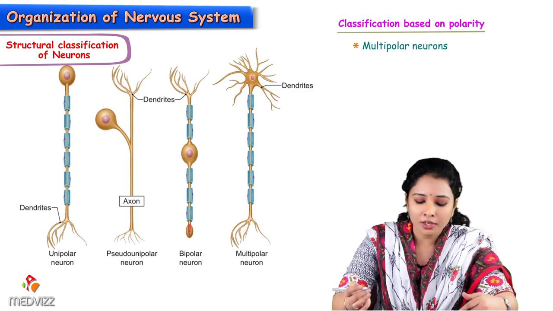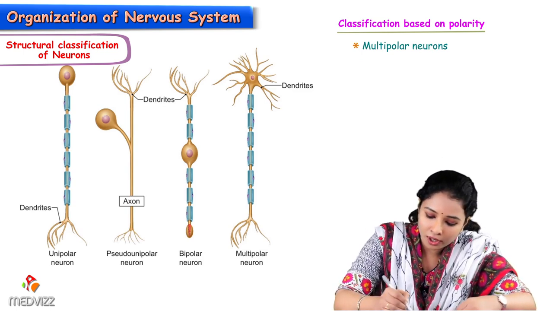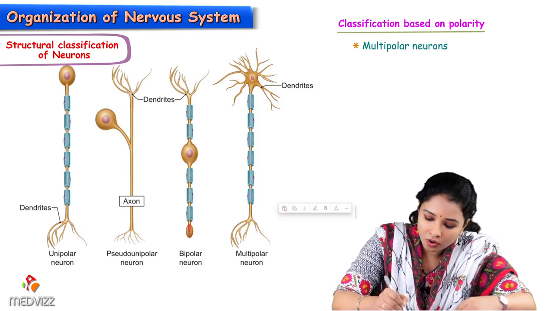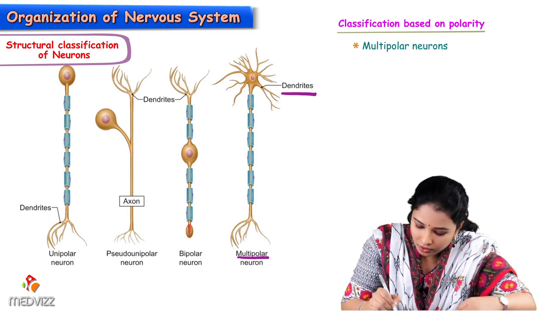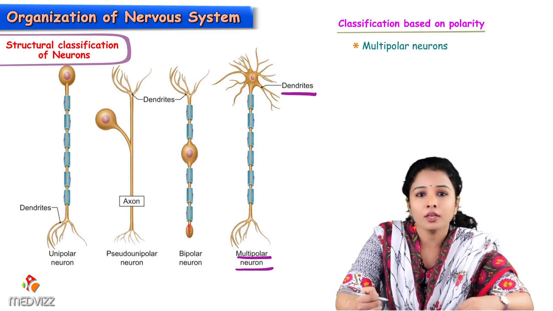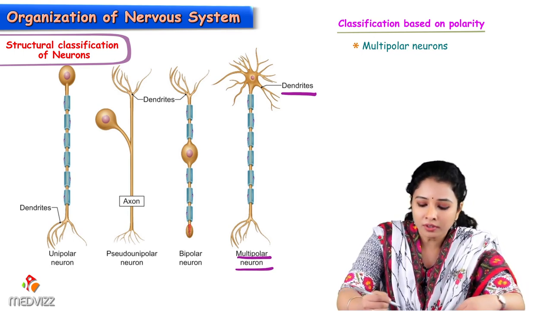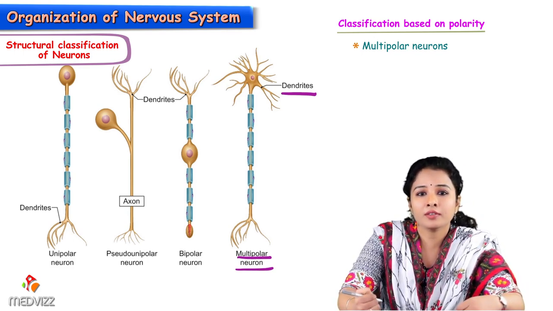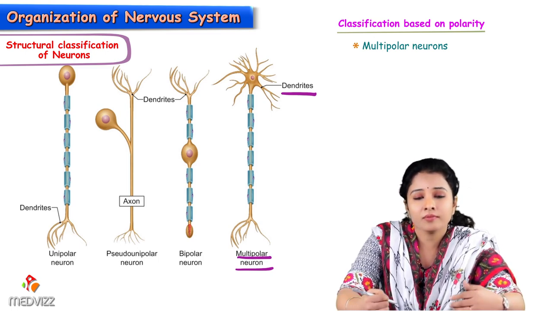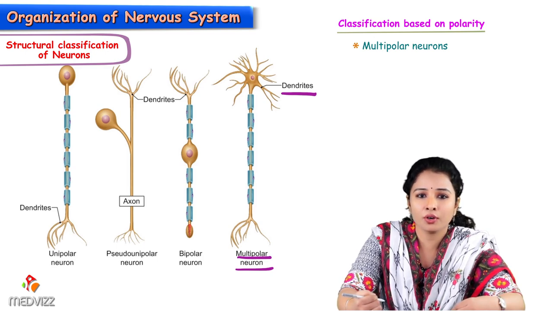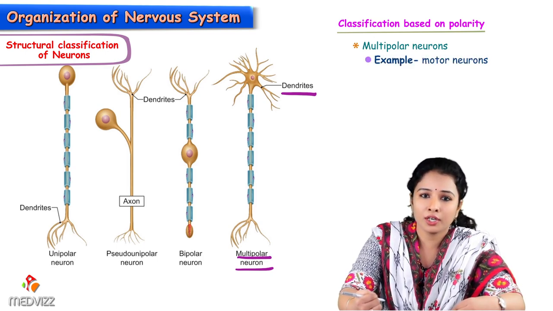So, multipolar neuron. There is the multipolar neuron having dendrites all around, and we can see a single axon arising from one side. In the multipolar neuron, we can see the perikaryon gives rise to multiple dendrites and a single axon, which is like a typical neuron. An example is motor neurons.